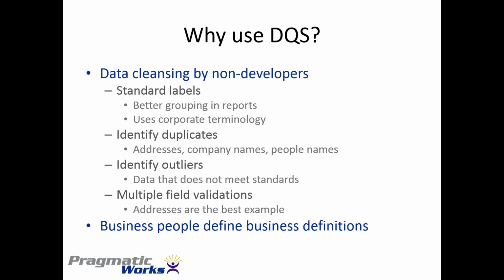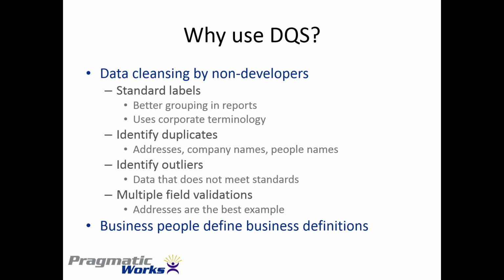Standard labels are really important. If you take that job title that we saw a minute ago, if you have 5 different ways of describing the same job title, then you end up with no way to aggregate up to that job title because you aggregate up to the 5 job titles. So having standard labels gives you better grouping in reports. And it also allows a company to define that terminology at a corporate level.